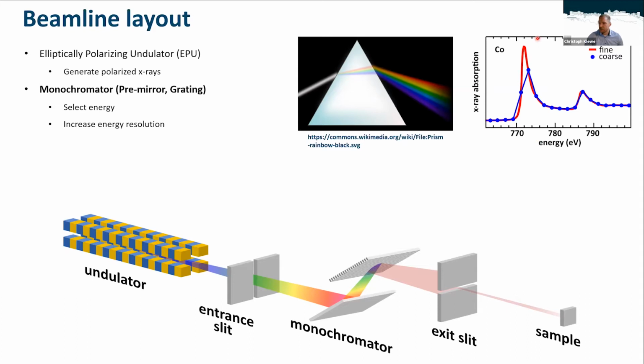For example, here, if we look at an X-ray absorption spectrum, we can see that this fine energy range is good enough to resolve all the features that we want to see in this X-ray absorption spectrum, whereas if we have a too-coarse energy resolution, we can't really resolve these different features. So we really need the monochromator to increase the energy resolution to a range where we can use it.